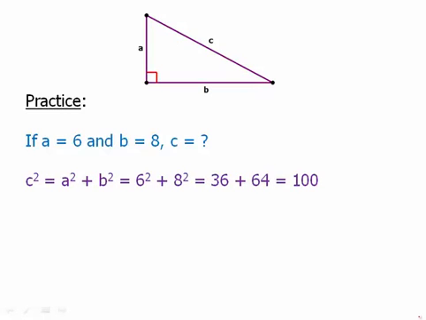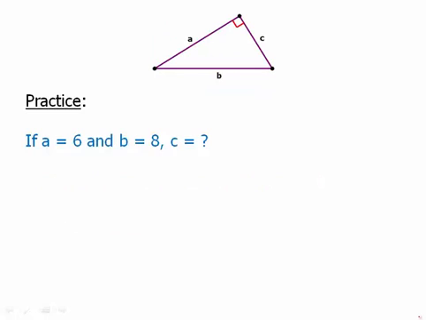36 plus 64 equals 100. So if c squared equals 100, the square root of that would be 10. And what we have is a 6, 8, 10 triangle. And of course, this is not any surprise if you remember your Pythagorean triplets. We'll talk about those in a moment if you're unfamiliar with that term.